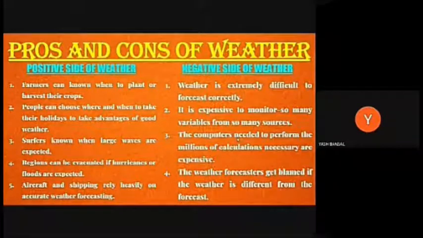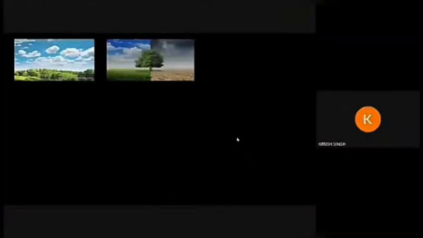First, weather is extremely difficult to forecast correctly. Second, it is expensive to monitor so many variables from so many sources. Here are some more pics to define weather.